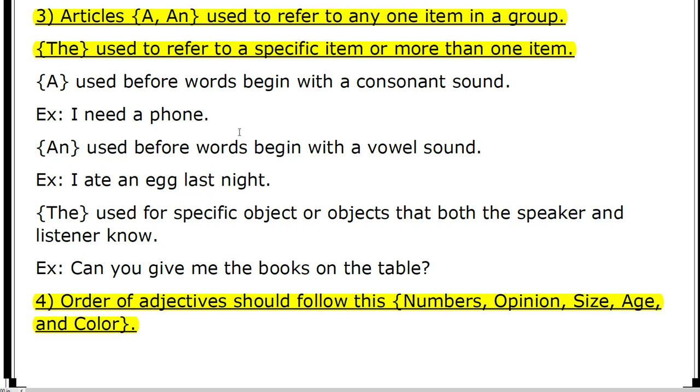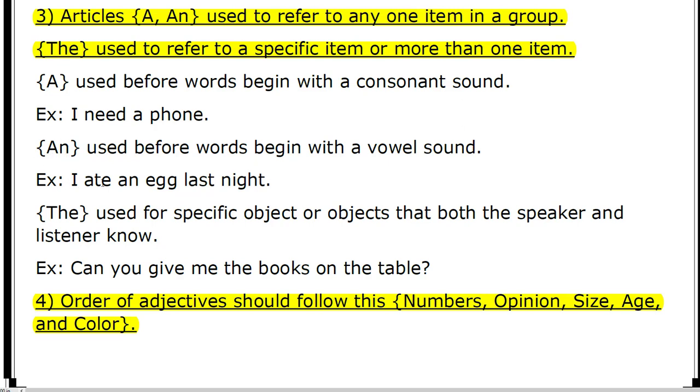An is used before words that begin with a vowel sound. What are the vowels? 5 sounds and 5 letters in English. Remember them very well. A, E, I, O, U. We call them the vowels. So when the noun starts with a vowel sound, we have to use the article an.